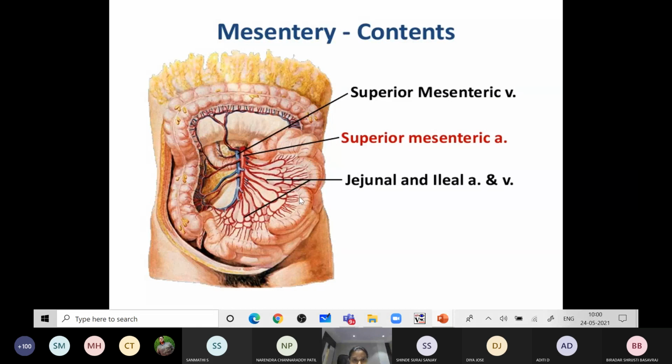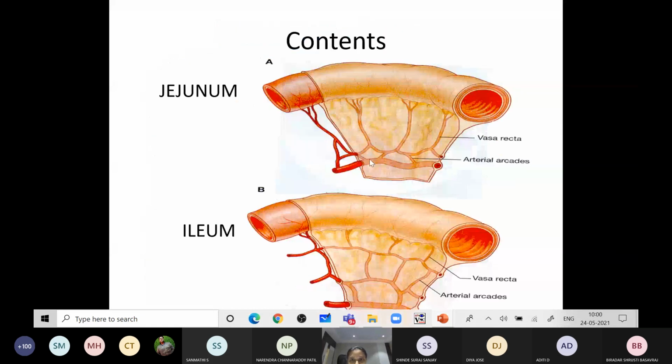They form an arterial arcade. These vessels divide and form arterial arcades and give long branches which supply the small intestine. These branches are called vasa recta. As we extend from jejunum to the ileal coils, these arterial arcades will increase. And the vasa recta in the jejunum are long, whereas in the ileum these vasa recta are short.